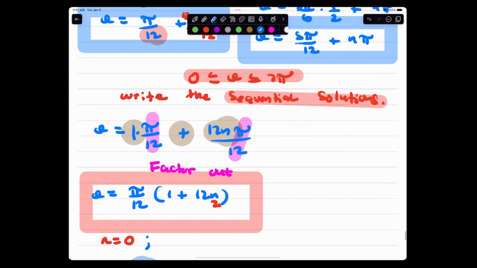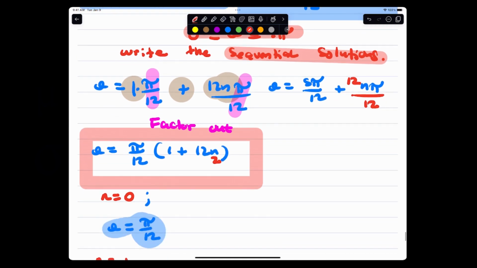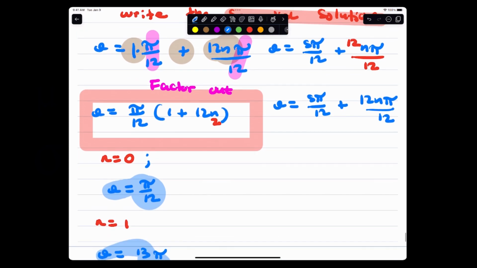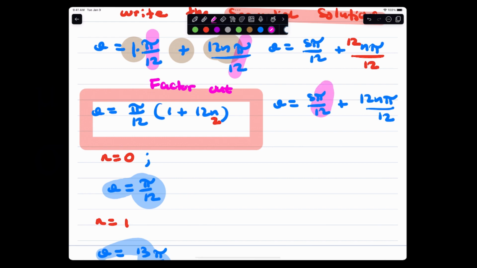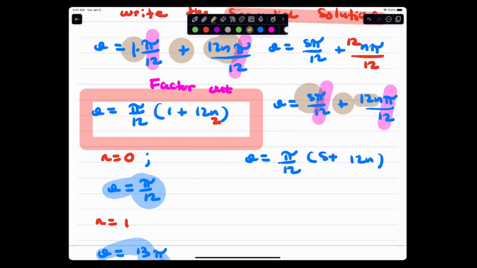So with the other solution, multiply what? Top and bottom by what? 12. And what do you end up with? Okay, don't you get that? Now, what do we factor out like we did earlier? The pi over 12. You guys okay with that? Don't forget, what's left? 5 plus 12n. Good. So the sequential form now here will be theta will be what? Pi over 12 times 5 plus what? 12n. Here's your sequential form.